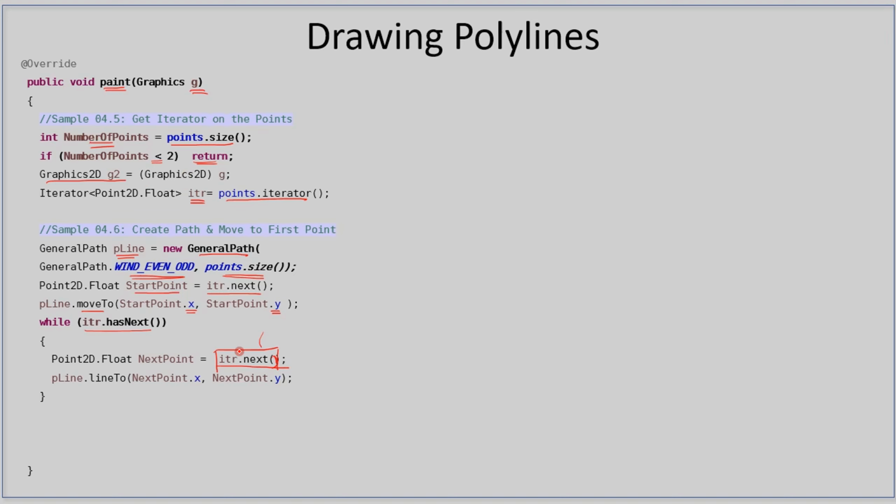On each iteration we will get one new point, and then we are making a call to lineTo. So this is the next point instance, right? nextPoint.x, nextPoint.y. And if you see the PLine moveTo, this is the start point which will be called outside the loop. Then inside the loop, for n number of points, we make a call to lineTo. So that means here we are just defining the shape. We are not drawing anything, we are defining the shape.